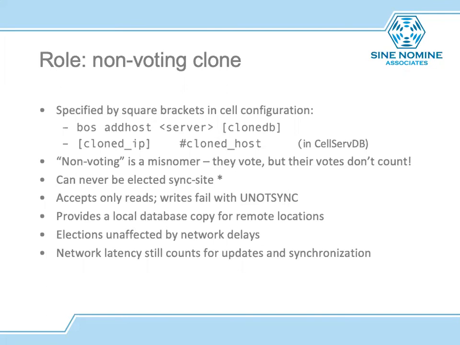So say I've got a cell that's all over the world, and I want to base the 3 database servers in Europe, but I've got a site in Japan that has a number of file servers and a number of clients there. You might want to provide a non-voting clone database in Japan for those, and then set the preferences of those clients to use that database server in preference to the other ones. Any questions about that before we move on?